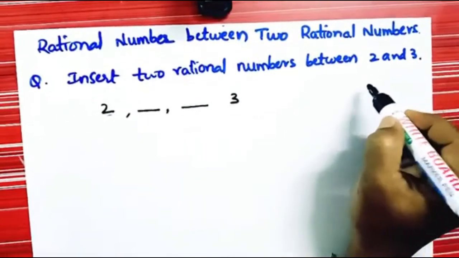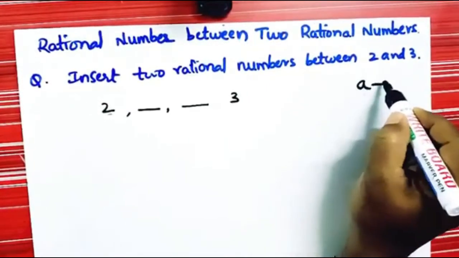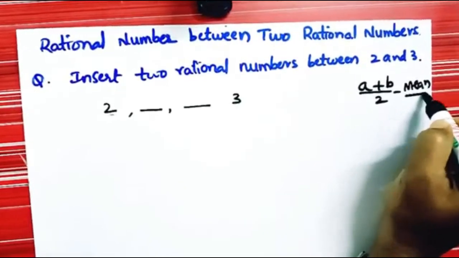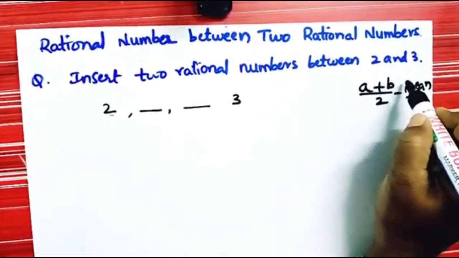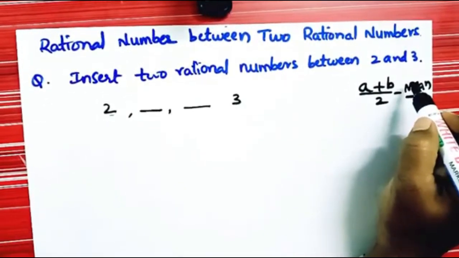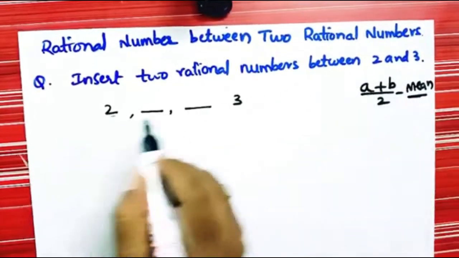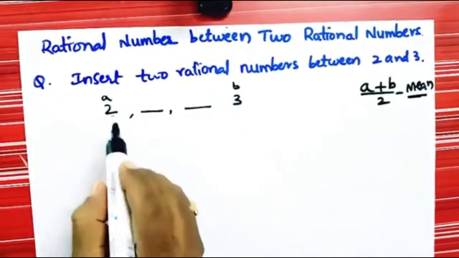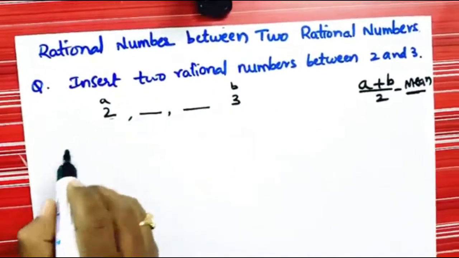So we are using one formula, that is (a + b) by 2. This is called the mean method. By using the mean method, we are going to find the rational numbers between the given numbers. You should take this as a and this as b. Now I'm taking 2 and 3 the first time.